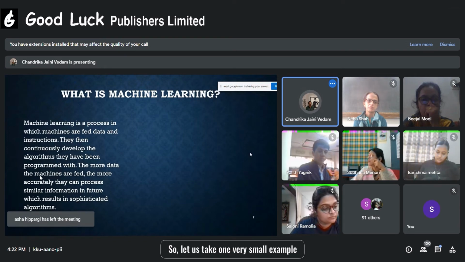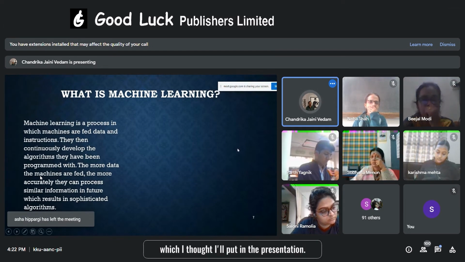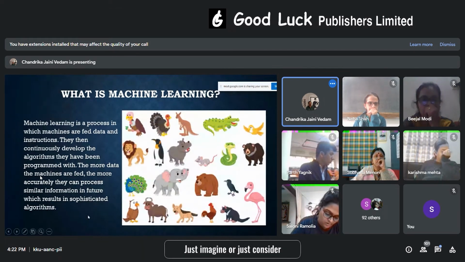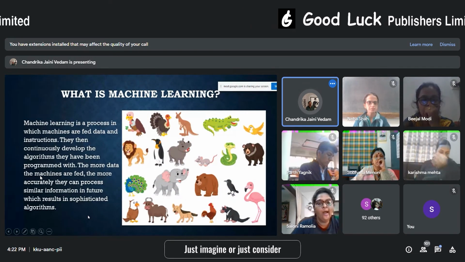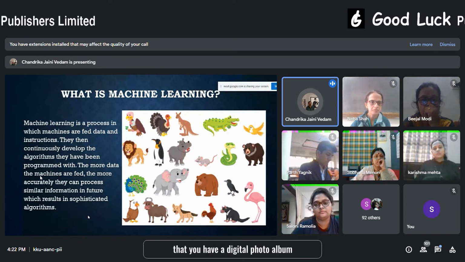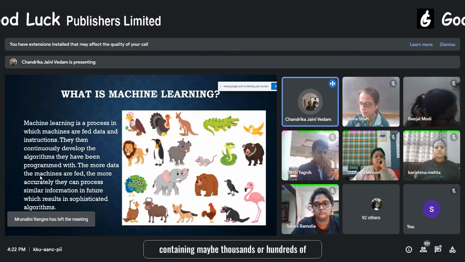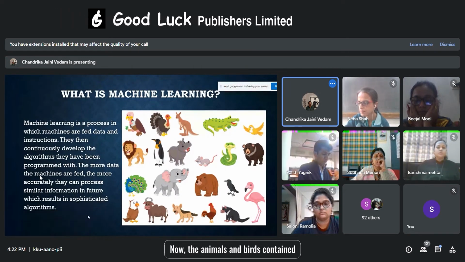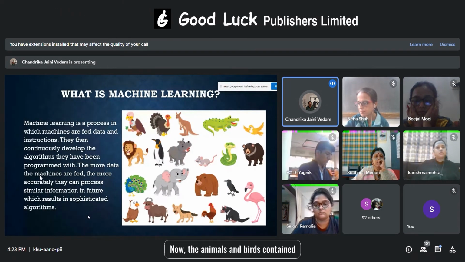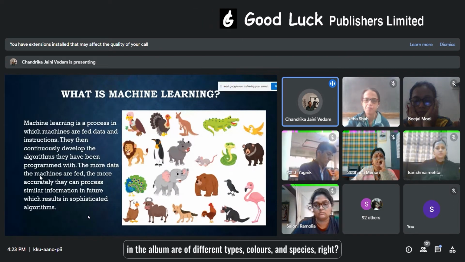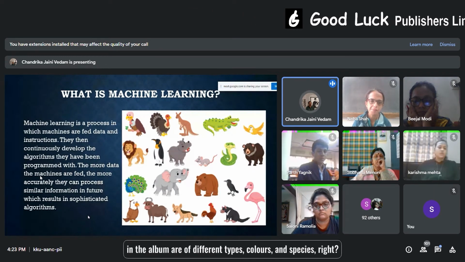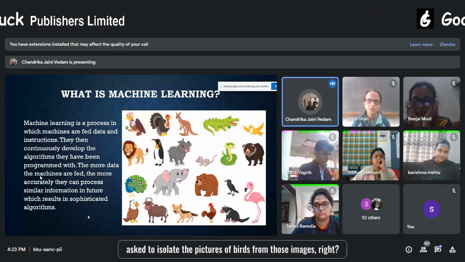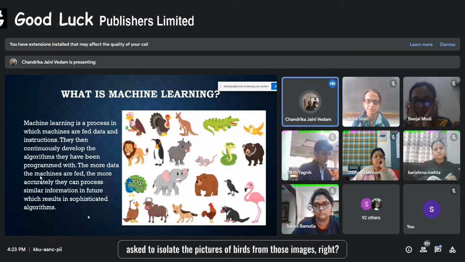Let us take one very small example, which I thought I'll put in the presentation. Just consider that you have a digital photo album containing maybe hundreds or thousands of pictures of various animals and birds. The animals and birds contained in the album are of different types, colors, and species, right? Now, suppose you have been asked to isolate the pictures of birds from those images.